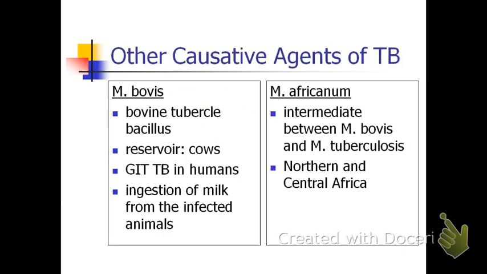Okay, so other causative agents of tuberculosis include Mycobacterium bovis, also known as the bovine tubercle bacillus. The reason why we call it bovine is because cows or cattle are the common reservoir. In humans, the gastrointestinal tract is commonly affected because sometimes humans would drink contaminated milk or milk that has not yet been pasteurized. In Africa, as I told you a while ago, the most common etiologic agent of tuberculosis is Mycobacterium africanum.